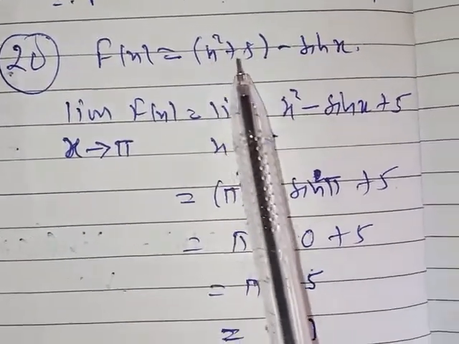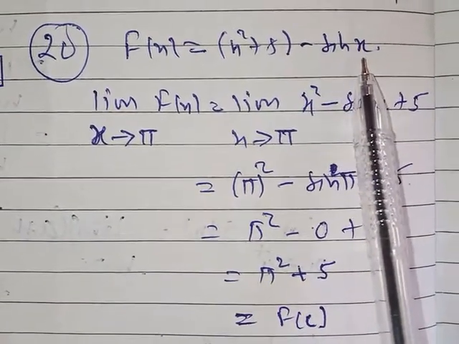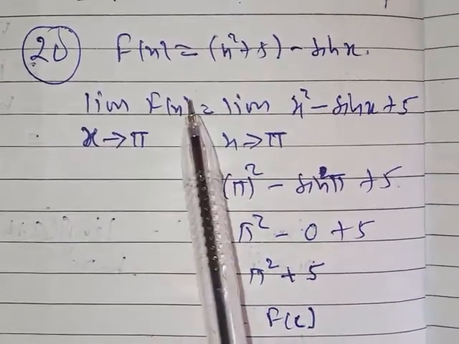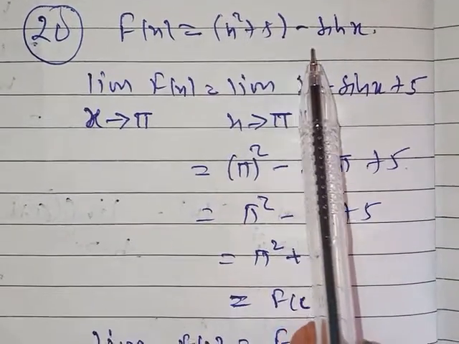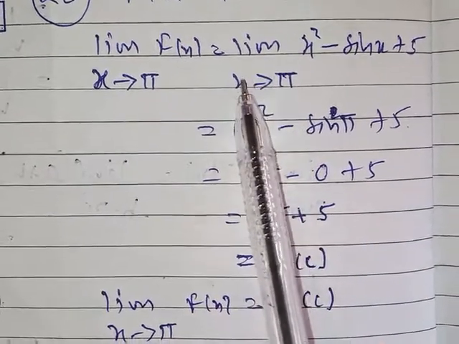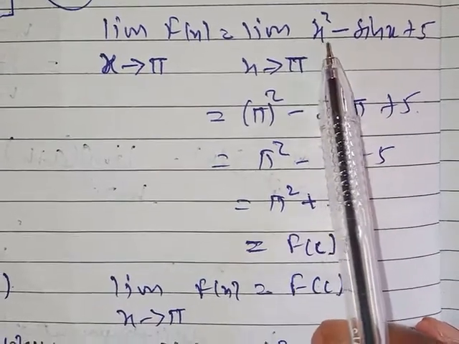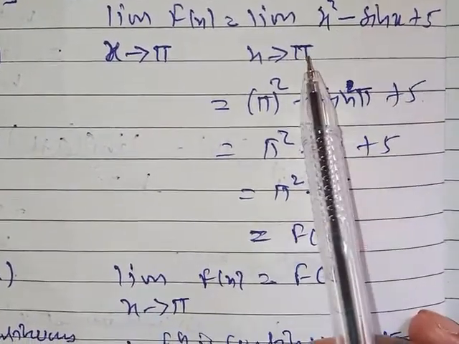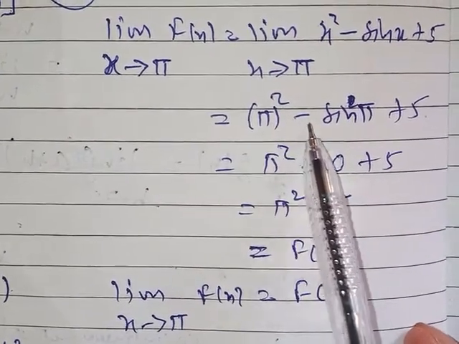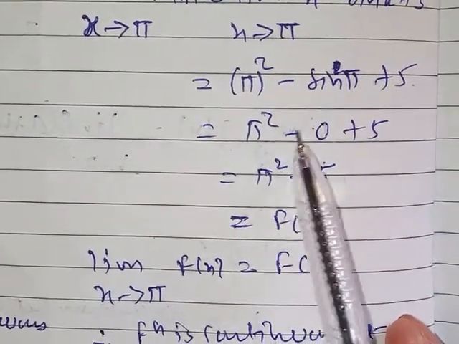Question 20. f of x is equal to x square plus 5 minus sin x. We have to prove whether the function is continuous or not. Okay. So let us check the limit x tends to pi. Limit x tends to pi of f of x is equal to limit x tends to pi. Substitute the value: x square minus sin x plus 5. If you substitute the value of pi, it will become pi whole square minus sin pi plus 5. And what is sin pi?